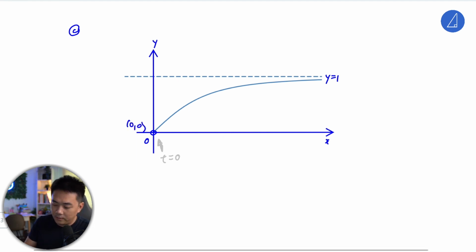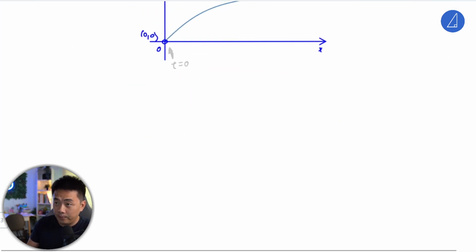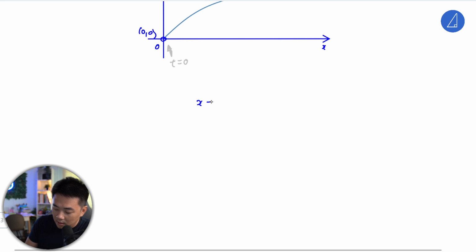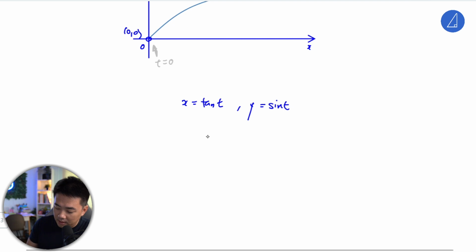Okay, then done. Now what we need to do is, how do we find the Cartesian form? In this case x equals tangent t, y equals sine t. How do you relate both of them? I think the main thing is to understand that tangent t and sine t, we could start off by relating them using sine square t plus cosine square t. We know this equals 1.